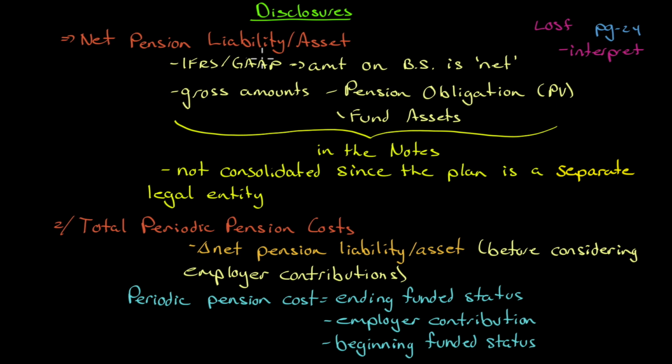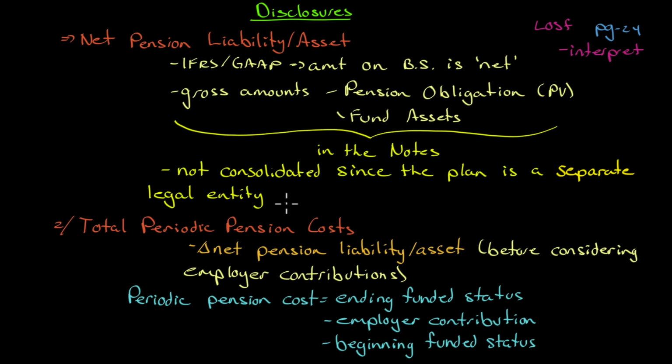So we have the net pension liability or asset, and the rationale is, look, there's a pension obligation that we owe, but there are assets that we have, so we don't owe the whole pension obligation. We have assets segregated for that purpose. It's really just the difference that we're on the hook for. All right. We can still find the gross amounts for pension obligation and fund assets in the notes, and they are not consolidated since the plan is a separate legal entity, especially if the plan accepts contributions from both the employer and the employee. Then the company can't get anywhere near that plan.